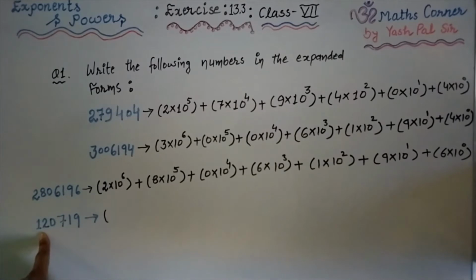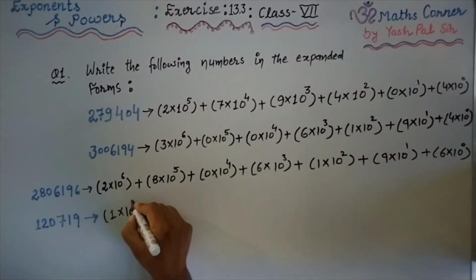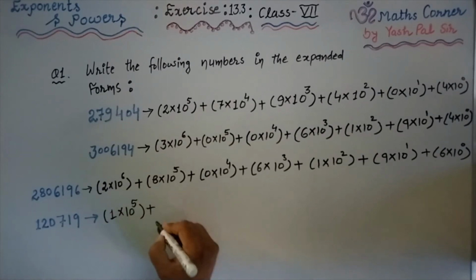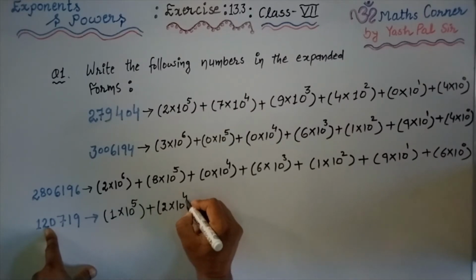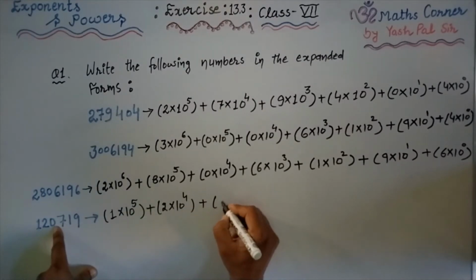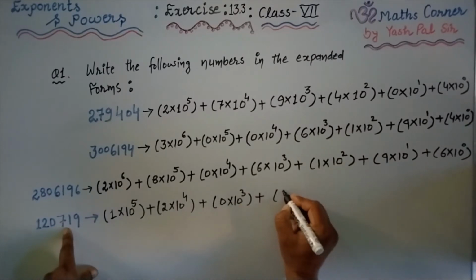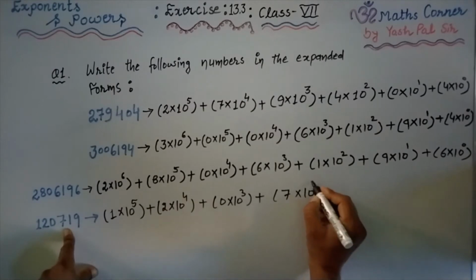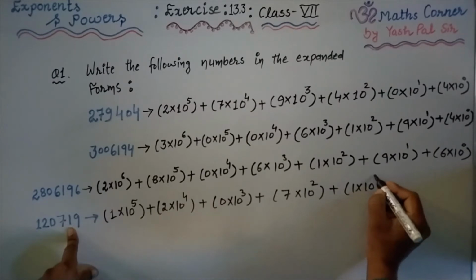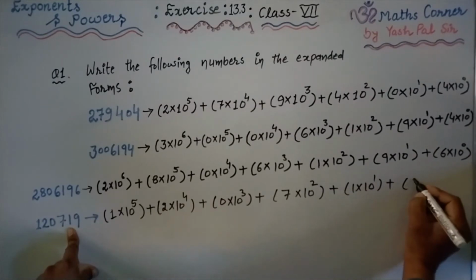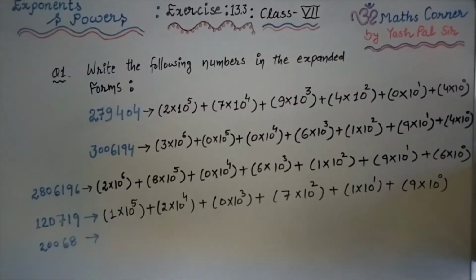Next number 1,20,719. So we write 1 into 10 raised to power 5 plus next digit is 2 into 10 raised to power 4 plus 0 into 10 raised to power 3 plus 7 into 10 raised to power 2 plus 1 into 10 raised to power 1 plus 9 into 10 raised to power 0.